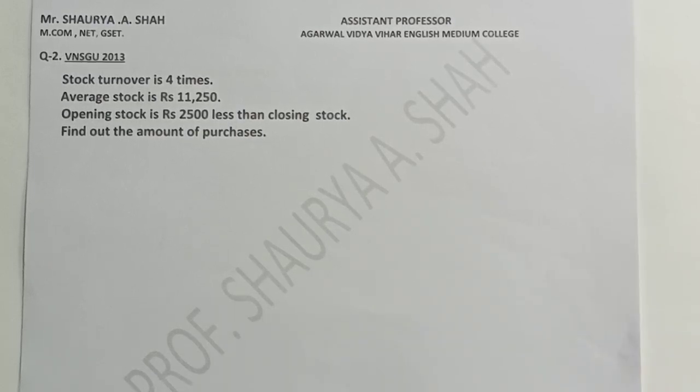What has been given in the sum, students? Stock turnover is 4 times. Again, in the previous sum it was given, in this sum also it is given. Average stock is 11,250. In previous sum average stock was not given, here it is given. Opening stock is 2,500 less than the closing stock, right? So I need to assume closing stock as X. Find out the amount of purchases. You directly need to find out the amount of purchases.